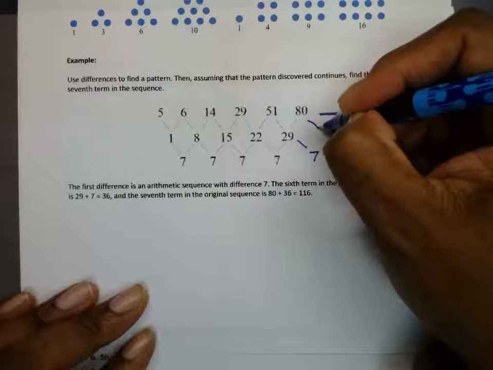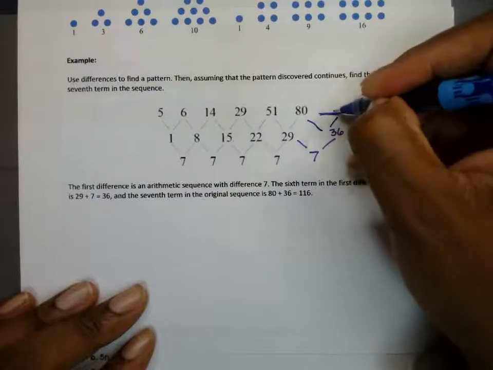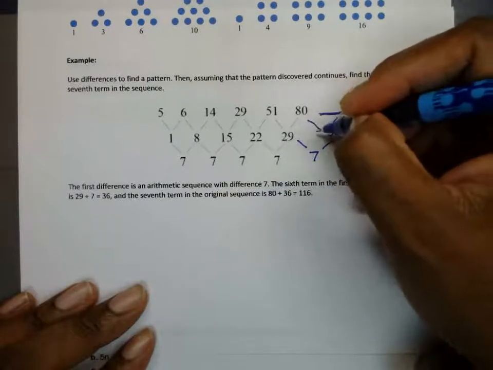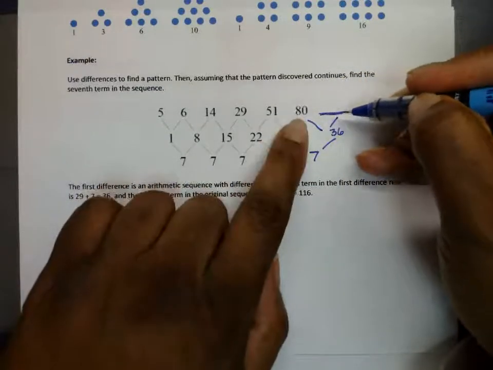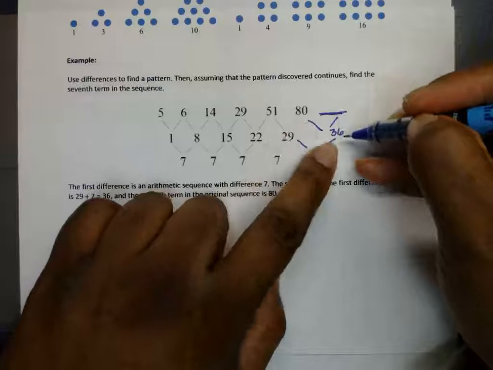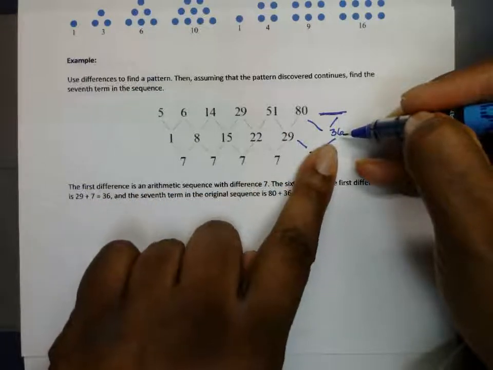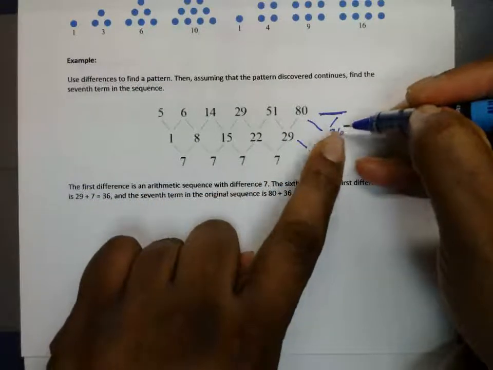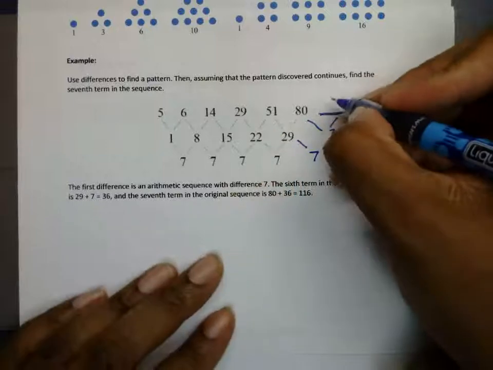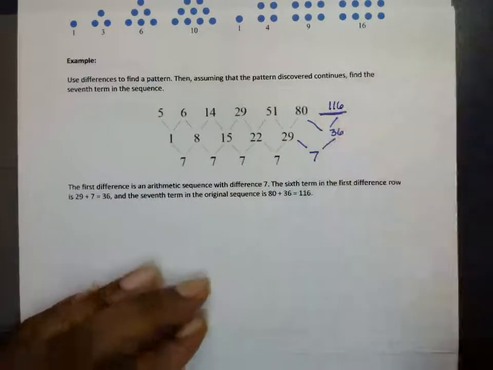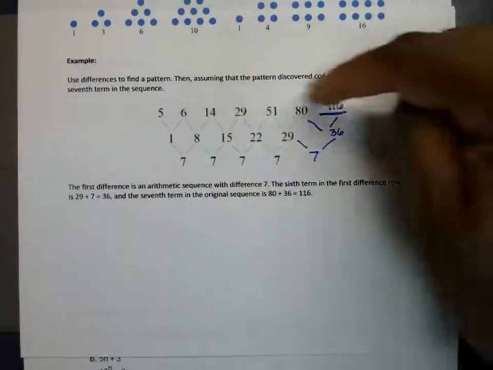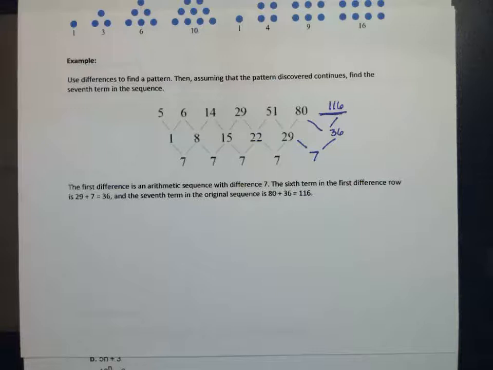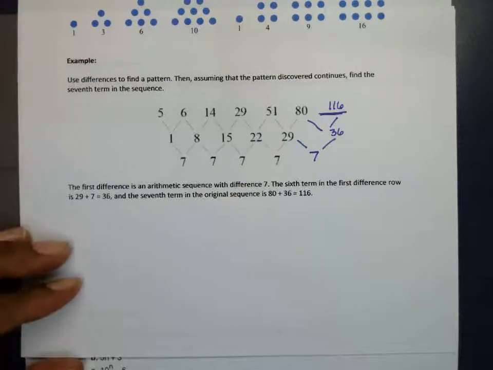And then if we look up here, this number has to be the difference of 80 and whatever this number is has to be 36. So if I add this 36 to the 80, you'll get 116. Okay, so the seventh term in the original sequence would give you 116.